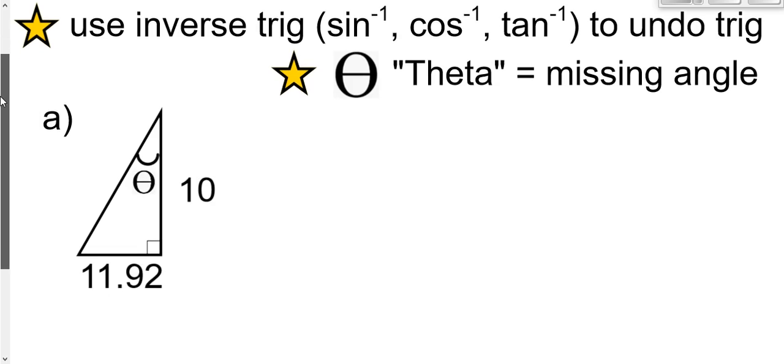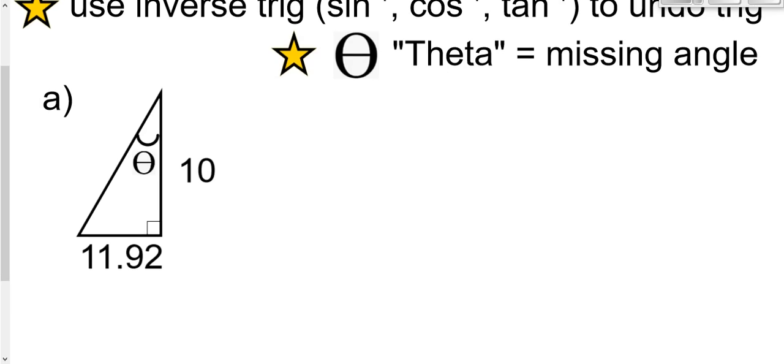Our first example here, we have this right triangle. You can see the 90-degree angle in the bottom right-hand corner. Theta is the upper angle. We have a base measurement of 11.92 and a side measurement of 10, and we don't know what the hypotenuse of this triangle is. And our job is going to be to find theta.